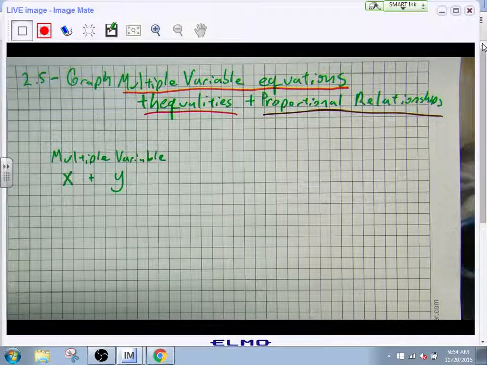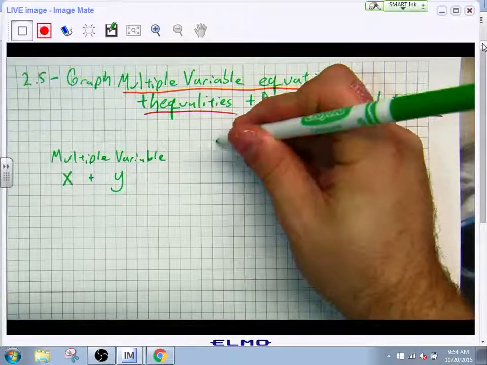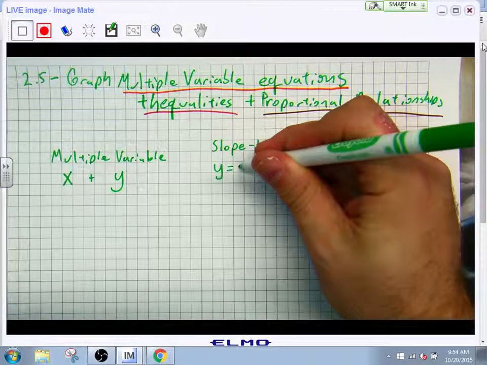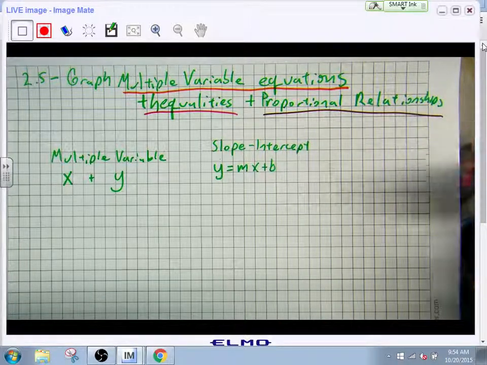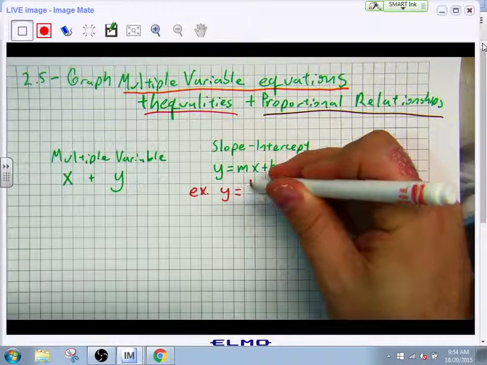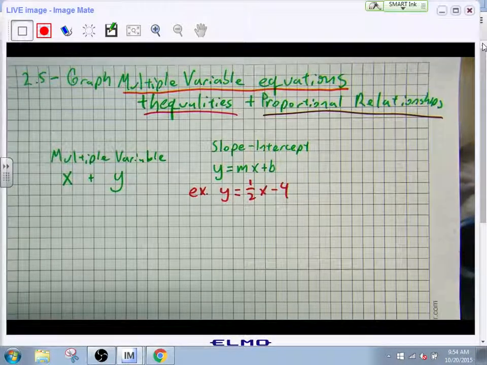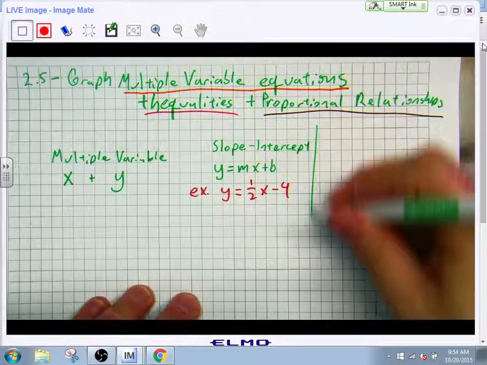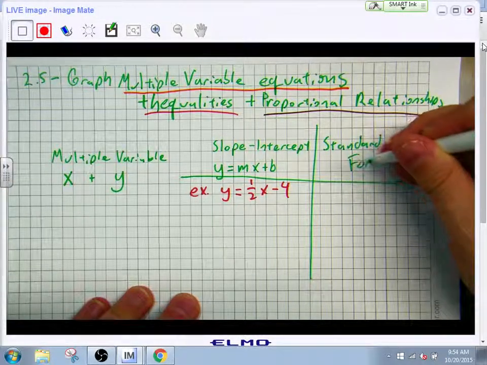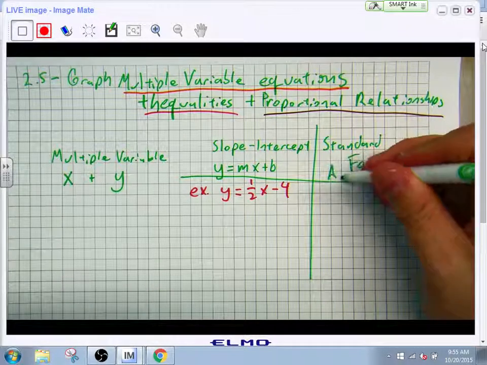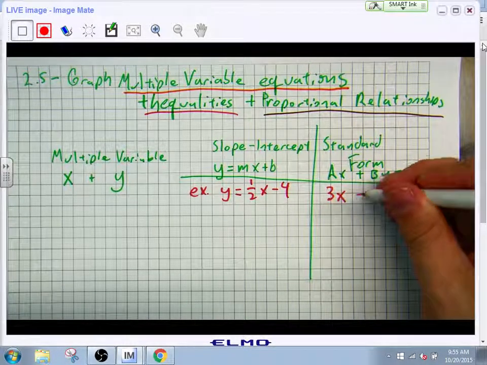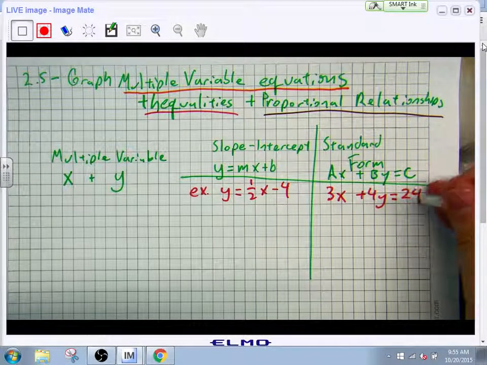And so the common way that I give you guys these equations is slope-intercept form, which is y equals mx plus b. We're very used to seeing examples that look like y equals 1/2 x minus 4, something like that, okay? Another way we do it is standard form, which is ax plus by equals c. This might look something like 3x plus 4y equals 24, something like that, okay?